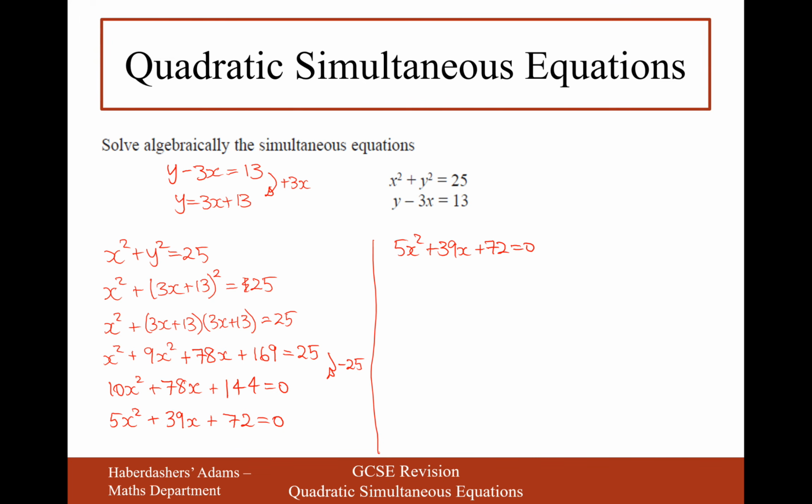So let's see what we get from the quadratic formula then. It's going to be x equals minus 39 plus or minus the square root of 39 squared minus 4 times 5 times 72, all over 2a, that's going to be 2 times 5.